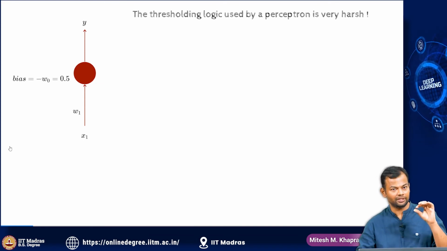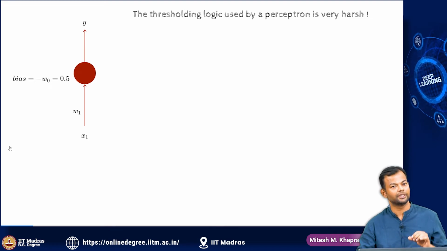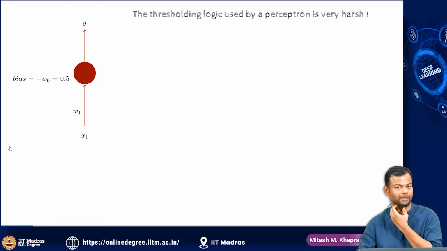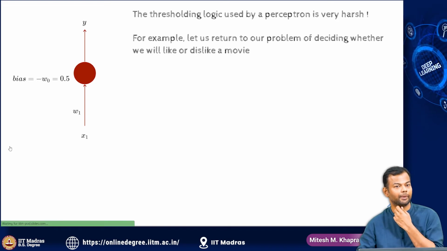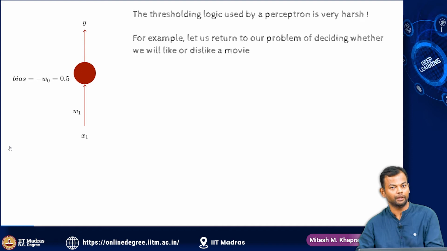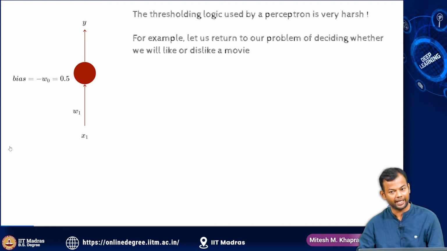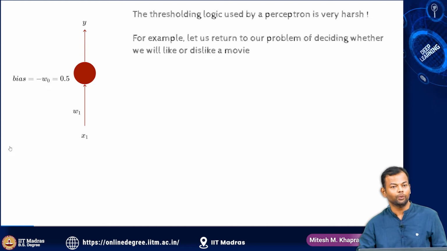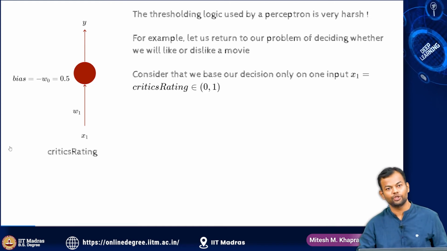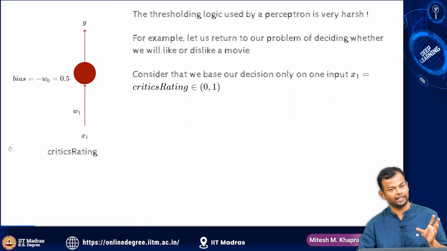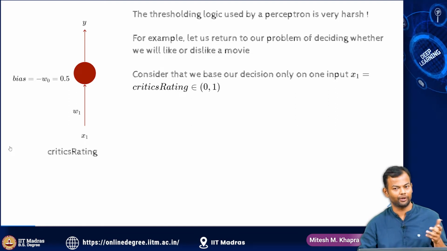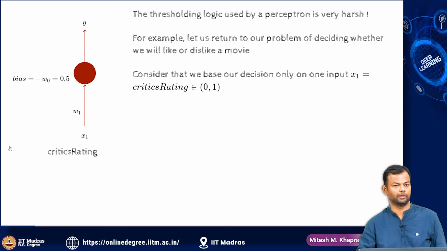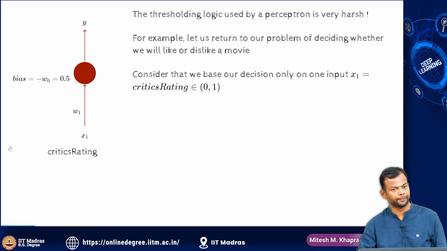Now I'm going to say that this logic used by a perceptron is actually very harsh, right? Now what do I mean by harsh? Harsh is not a mathematical term. So let us return to our example of deciding whether we would like or dislike a movie. Let's say we are basing our decisions only on one input, which is the critic's rating, something between 0 to 1. On a scale of 0 to 1, a critic has given some rating, and we look at that and decide whether we want to watch the movie or not, right?